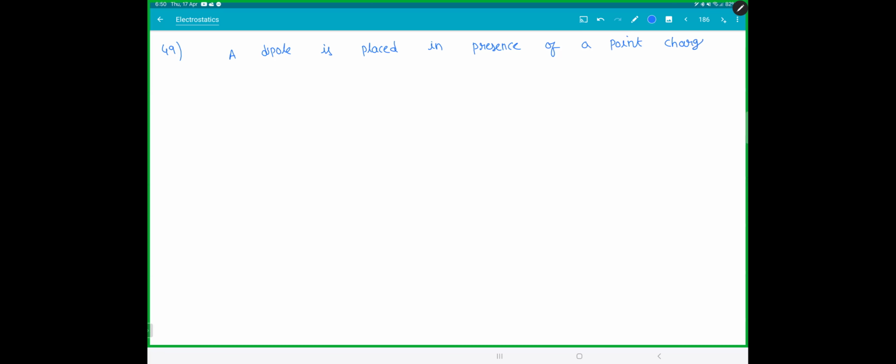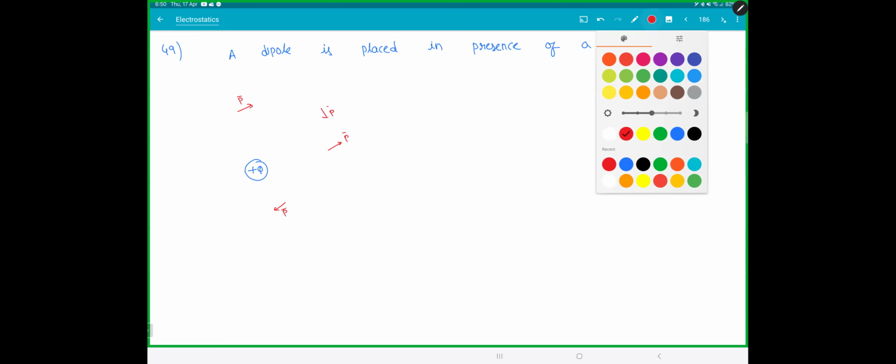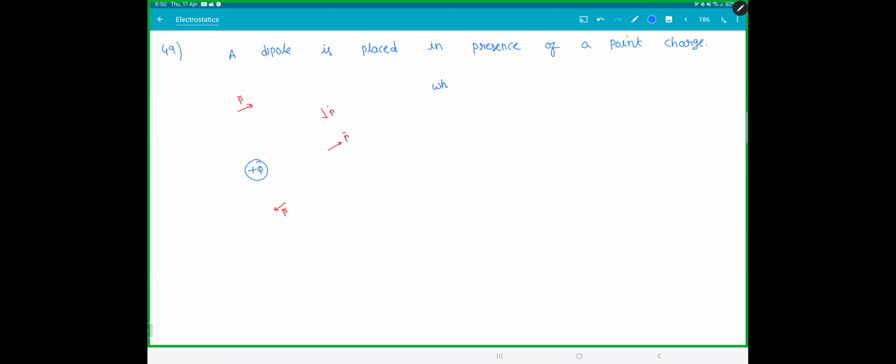You can keep it like this. You can keep it like this, right? You can keep it like this. It doesn't matter. You can choose whatever direction you want. So the question is, which of the following are possible? You can keep it however you want, and then which of the following are possible?